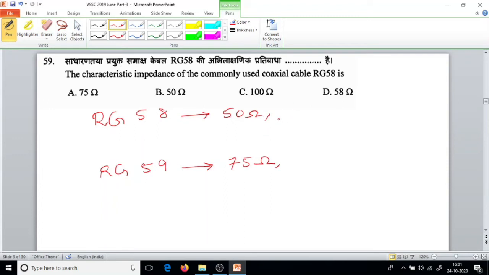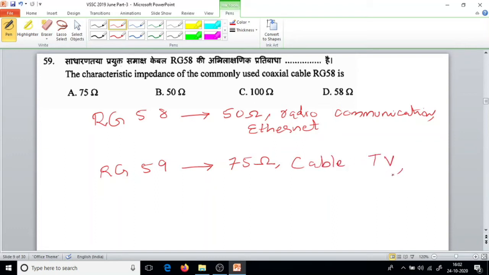The other thing is where they are used. The 50 ohm RG58 is used for radio communication and Ethernet. The RG59, with 75 ohm impedance, is used for cable TV and CCTV, closed circuit TV. So you have to remember, 58 is for the smaller impedance, 50 ohm, and 59 is for the higher impedance.